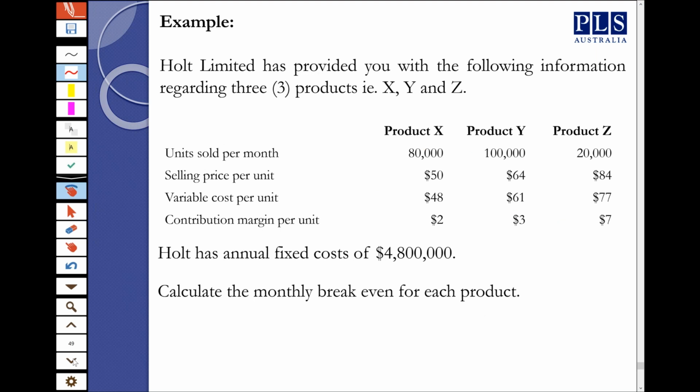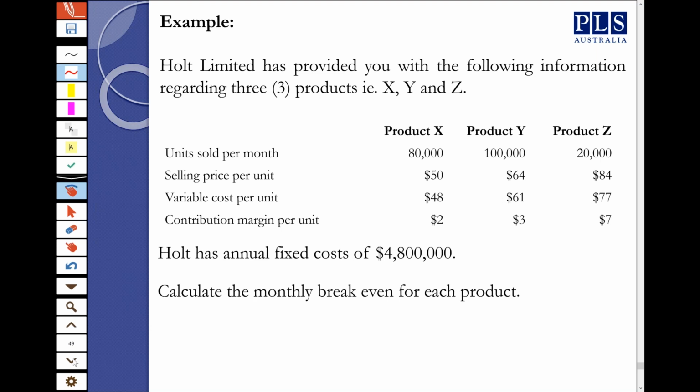So if I was to illustrate that process, I've got Holt providing you with the following information regarding 3 products. And again, a reasonably simplistic formula, but I've got units sold per month of 80, 120. My selling price is 50, 64, and 84. Variable cost per unit, 48, 61, and 77. Contribution margin of 2, 3, and 7. Holter's annual fixed costs of 48. Calculate your monthly break even.